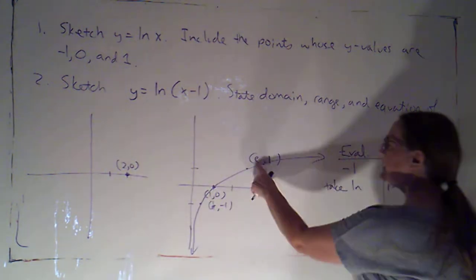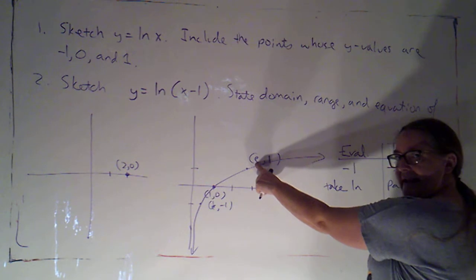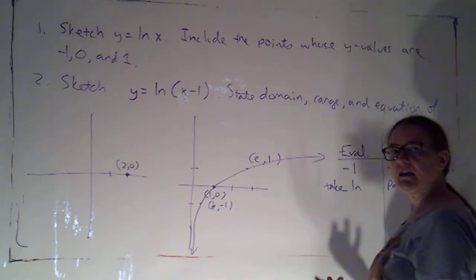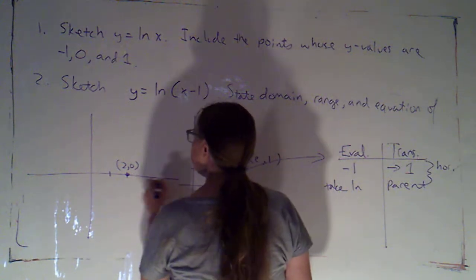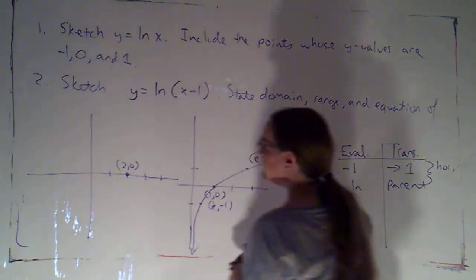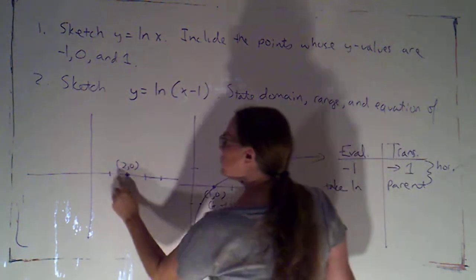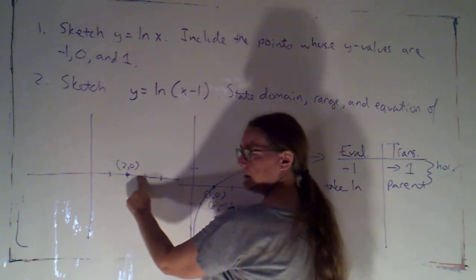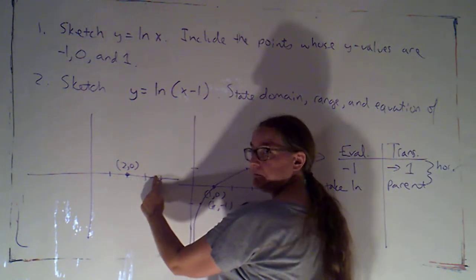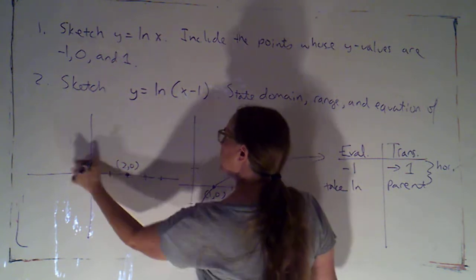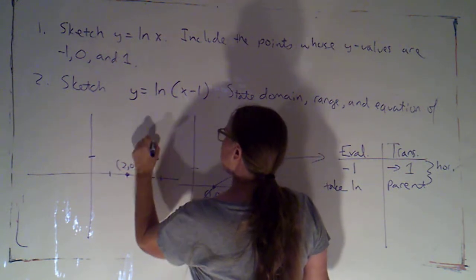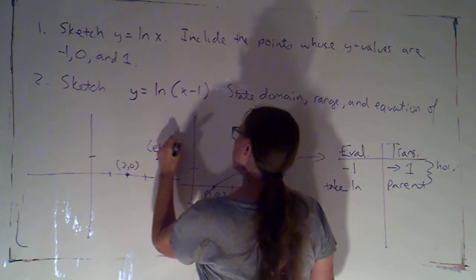Okay. Now here, the x value was e. That's going to become e plus 1, which I will literally write as e plus 1. Now, e was about 2.7. That was about here. I'm going to add 1 to it. So instead of being just a little bit shy of 3, I'm now a little bit shy of 4. So there's (e + 1, 1).